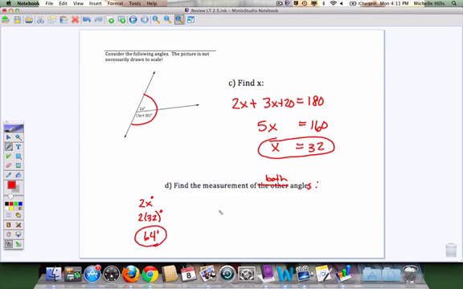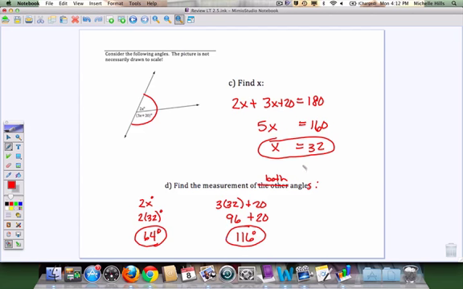Now what I would recommend you do is actually calculate the other one, 3 times 32 plus 20. Well, 3 times 32 is 96. Bring down my plus 20. And 96 plus 20 is 116 degrees. Some people will say, well, why did you have to calculate that, Ms. Hills? As long as you know they're a linear pair, you could just take 180 minus 64, and you're going to get 116.